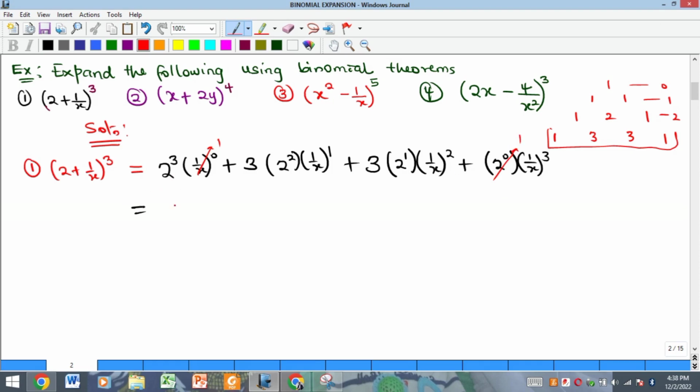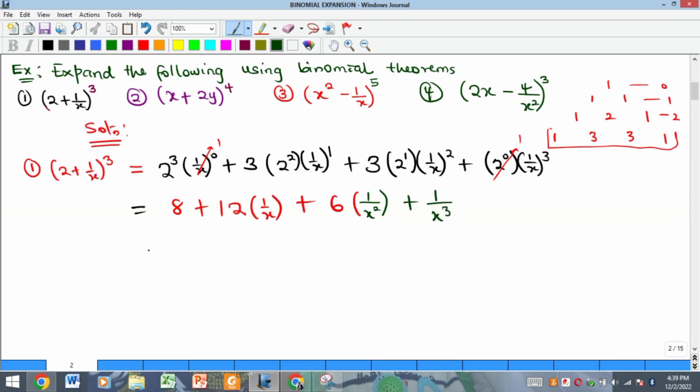So all I have here now is 8 plus, now here I'm going to have 2 squared, which is 4, times 3 will give us 12, and then multiply by 1 all over x to the power of 1, which is the same thing. Then here I'll have 2 to the power of 1 is 2, times 3 is 6, then multiply by, now remember indices, the power will go on the numerator and denominator. So 1 squared is 1, x squared is x squared. And then finally here, of course, this is 1, so we're going to have 1 all over x cubed.